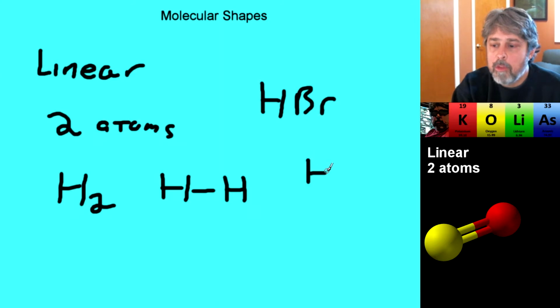How about if we have something like HBr? Again, if we did the Lewis dot structure for this, we'd have H, we'd have Br, and then we would have some unshared pairs on the Br. But again, it's just a molecule with a straight line across. They just go right next to each other.